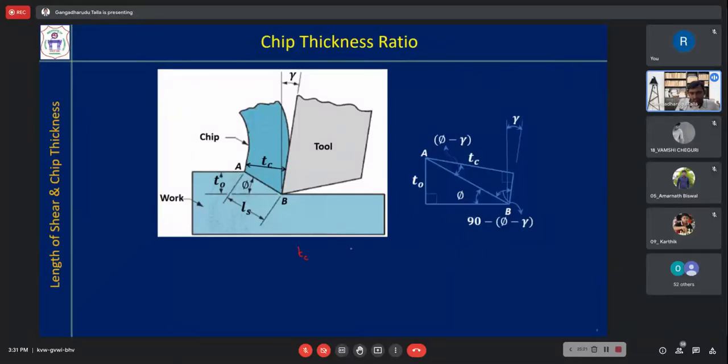TC is always greater than TO. This is fixed. But when will you have large TC? When will you have a high amount of TC for the same material? The depth of cut is high, sir. Okay, that is correct. In other words, if the depth of cut is high, you are spending more energy during the cutting process. Understand? Let us say depth of cut is constant. For the same depth of cut also, you can have different TCs.